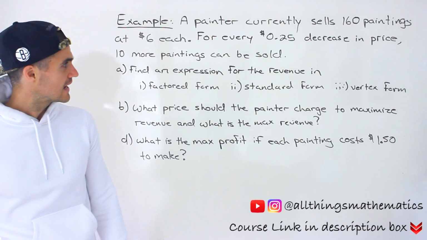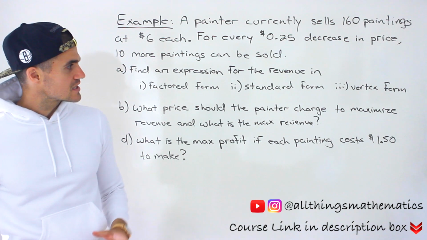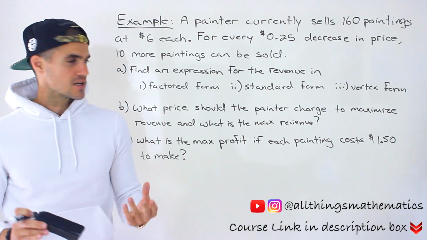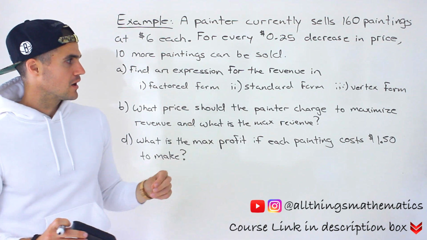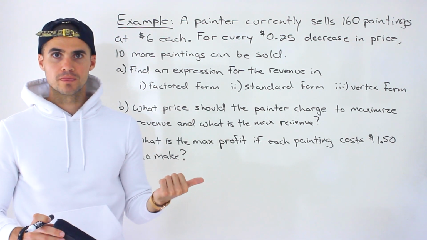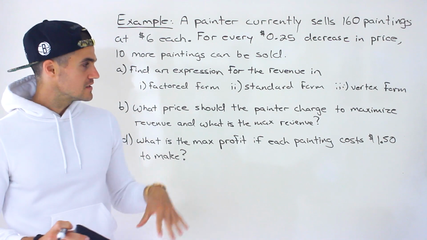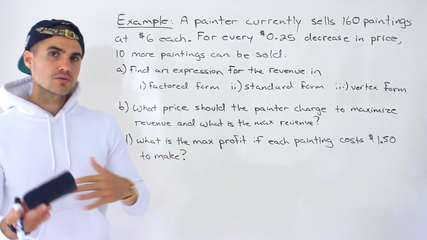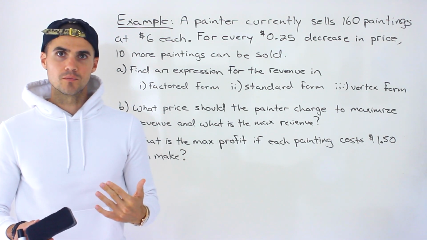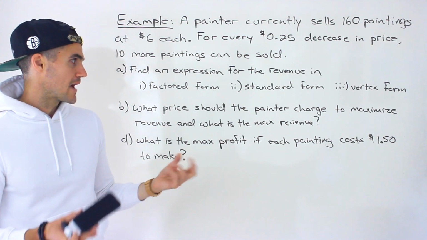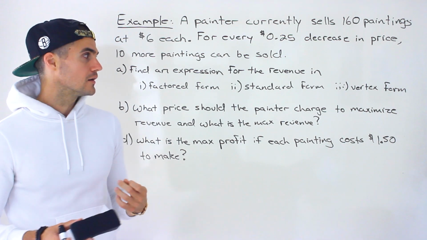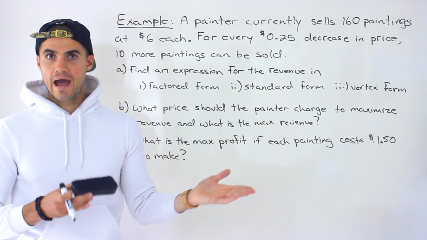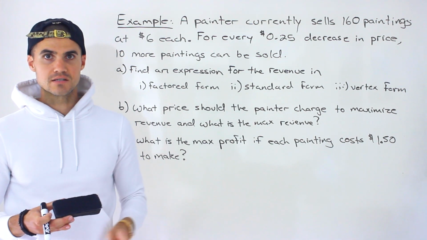Moving on to the next example. This is another one of those examples where we're going to be dealing with revenue maximization, and we've done examples like this when we were dealing with factored form quadratics. In this video, we're still going to be working with the factored form, but we're also going to incorporate the vertex form to find the maximum revenue. So you can see how you can go either path in order to solve these kinds of questions.